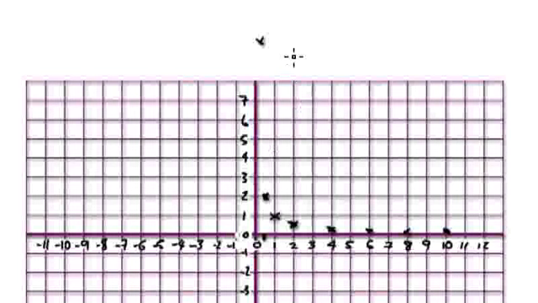This is really hard for me to draw, so bear with me. I'm trying to draw this line here. It's really difficult. It will look something like this. Okay, let me try and do it again. It will actually look something like this.